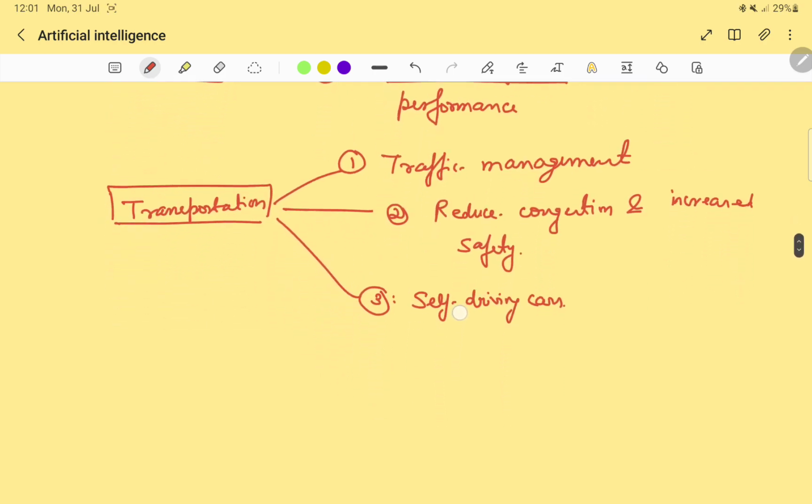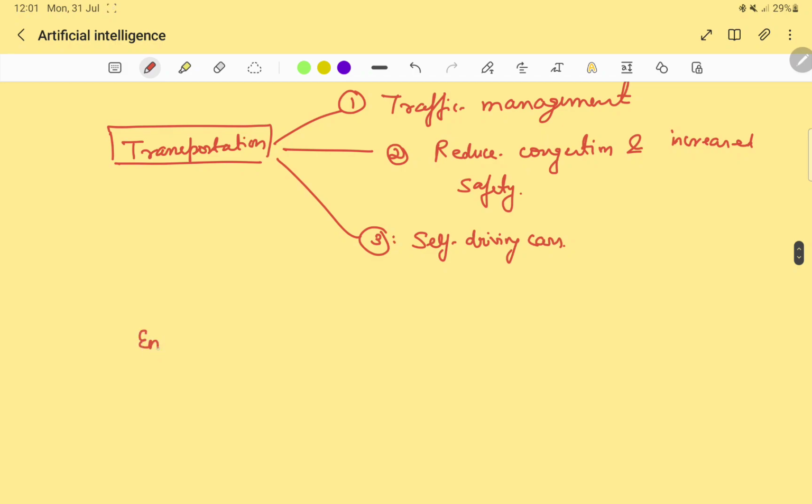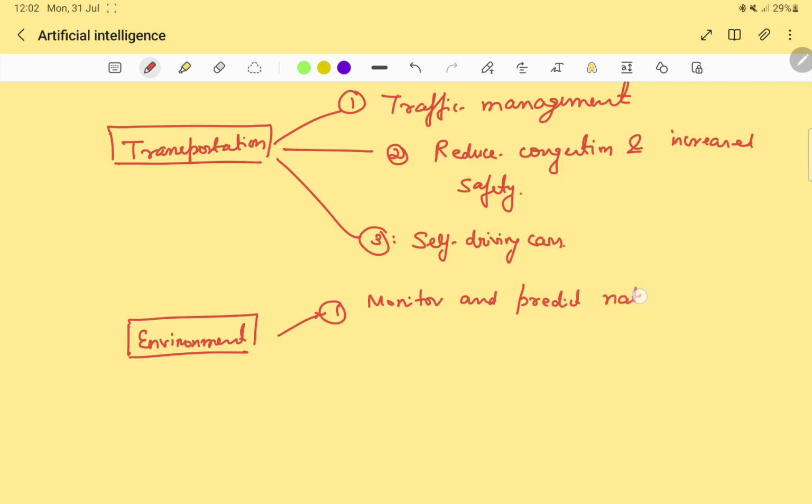And in the field of environment, again it actually helps us significantly. What it can contribute is that it can help us monitor and predict natural disasters. So firstly, monitor and predict natural disasters is one very important thing. Secondly, it can help us better mitigate the impact of climate change.